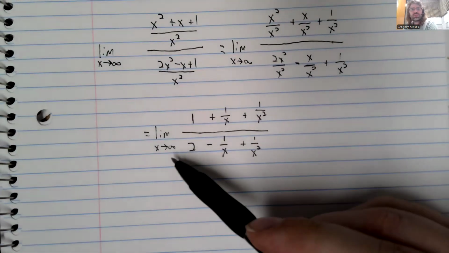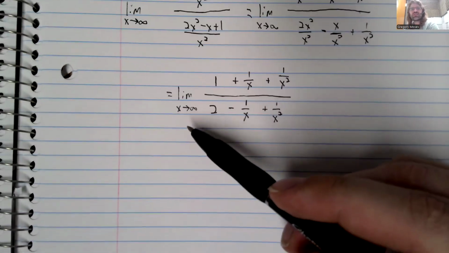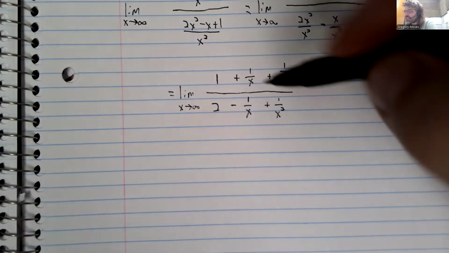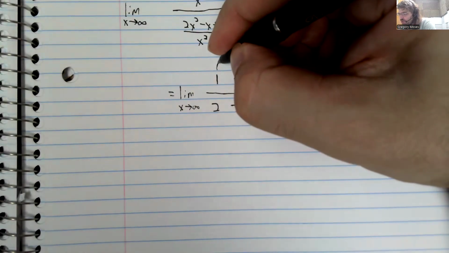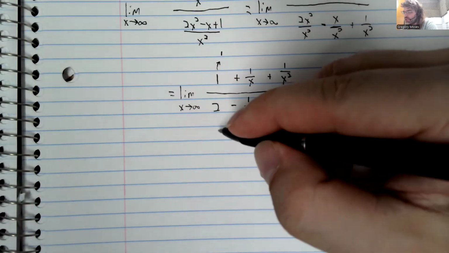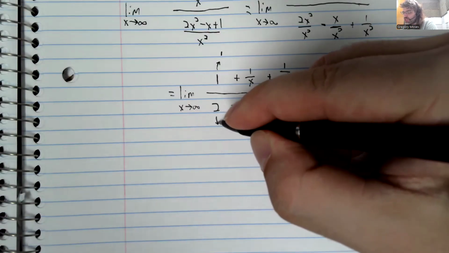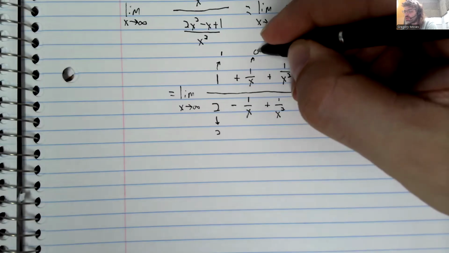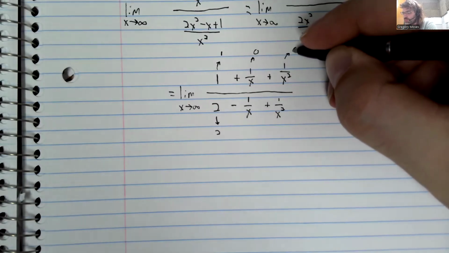And now we ask, well, what happens as x gets big? What happens as x goes to infinity? Well, 1 just stays 1. 2 just stays 2. Everything else goes to 0.